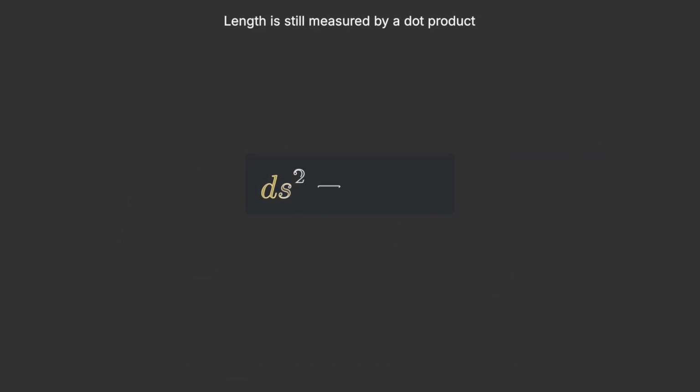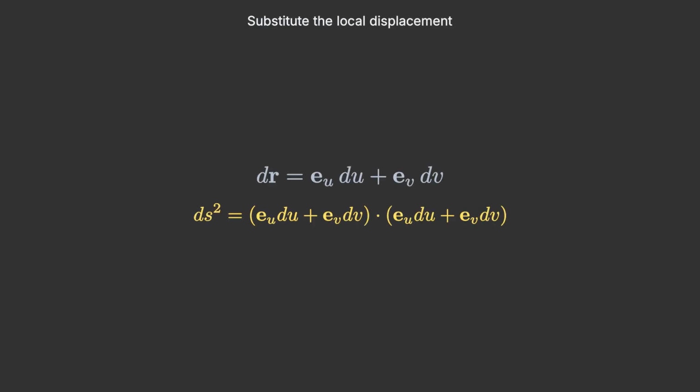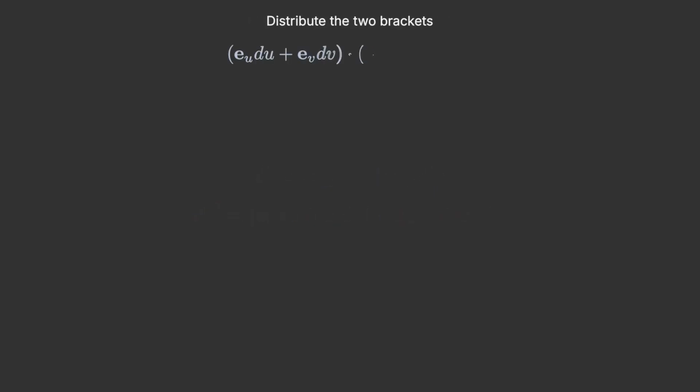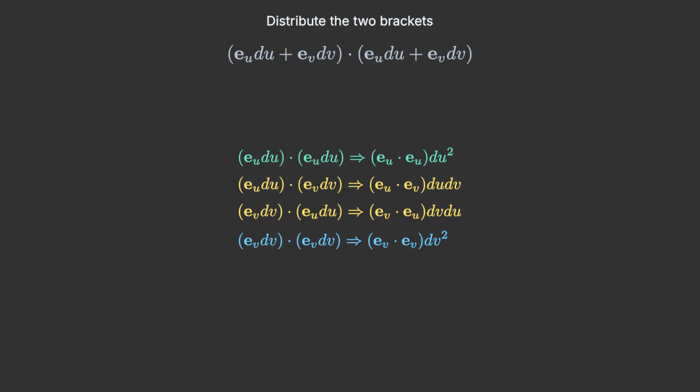Now we measure the length. Distance squared is still the dot product. ds squared equals dr dot dr. Substitute the expression for dr. We get (e_u du plus e_v dv) dot (e_u du plus e_v dv). Now distribute the two brackets slowly. First term times first term, e_u du dot e_u du. First term times second term, e_u du dot e_v dv. Second term times first term, e_v dv dot e_u du. Second term times second term, e_v dv dot e_v dv.